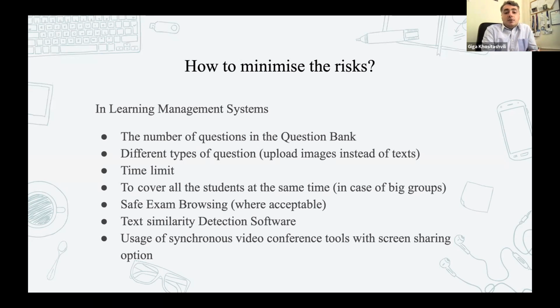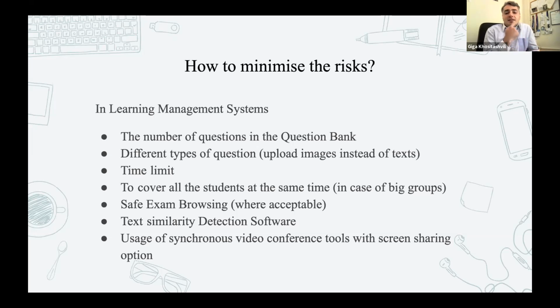So first of all, the number of questions in the question bank. The more questions they create, the better it is for the process. Different types of questions: I always ask our instructors to try to differentiate the forms of questions and avoid just multiple choice questions.